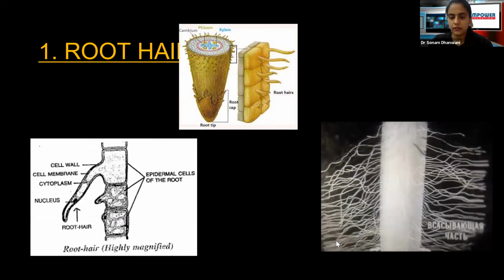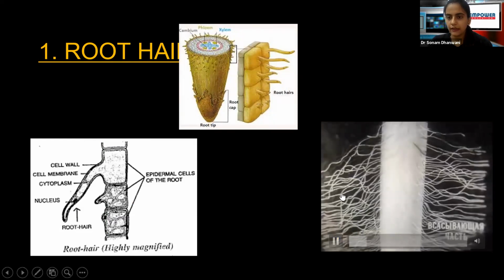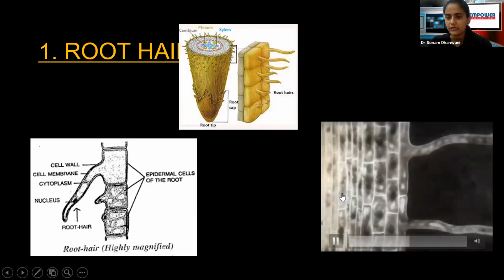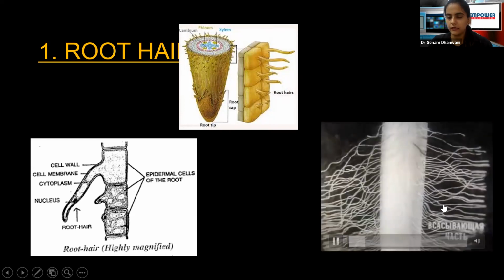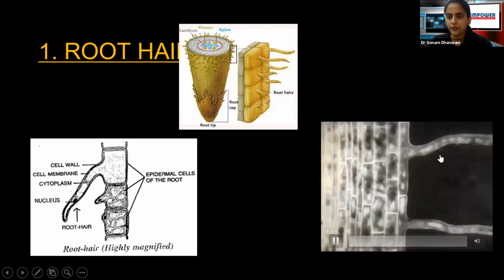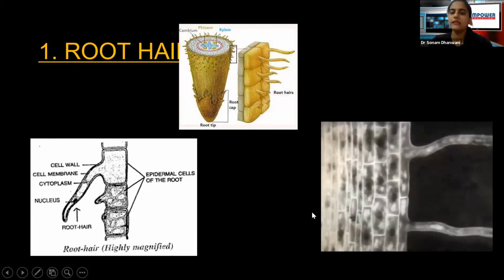See, these are all the root hairs. And now see how the passage of water is taking place. This part is the root hair, and passage is taking place inside it. These are the root hairs in magnification, and this movement that you can see is nothing but the movement of all this water and nutrients that is taking place. Okay, so that is about the root hair.